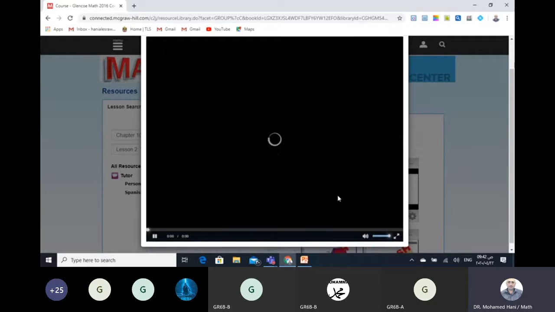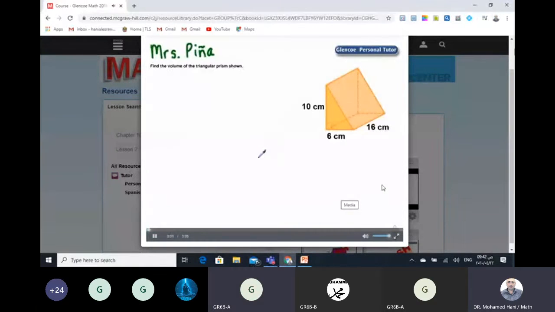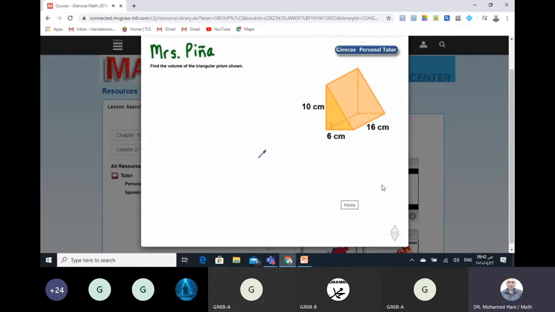Hello, I'm Salma Dafil Manari, grade 6A. This is Mrs. Pena. We're going to find the volume of a triangular prism. Find the volume of the triangular prism shown.